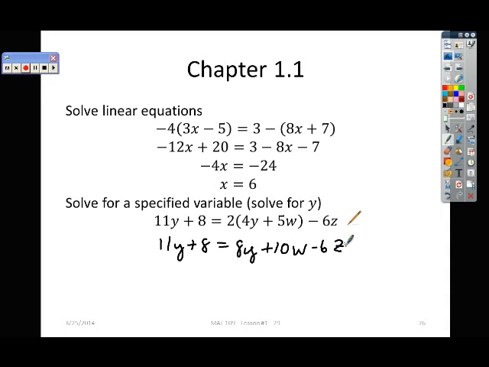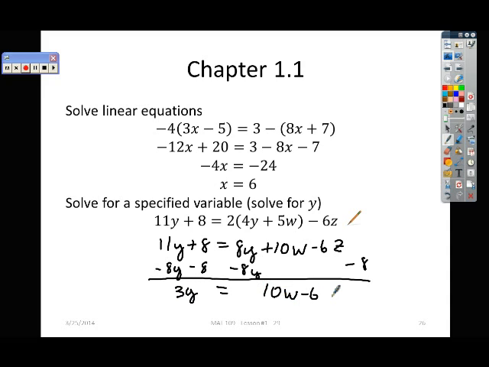Now, I don't have any like terms that I can combine, so I work with what I have. But I need to get all of my y terms on the same side. So I need to move this one over here, but I don't want anything except y terms, so I need to move this one over here. So I wind up with 3y equals 10w minus 6z minus 8.